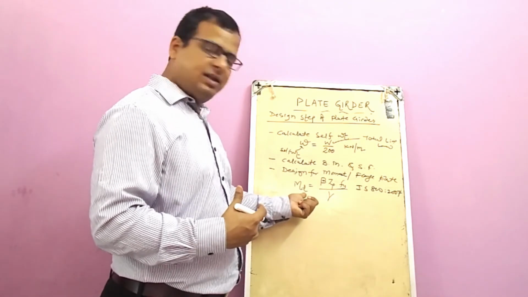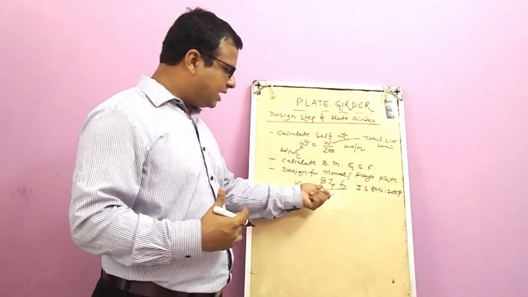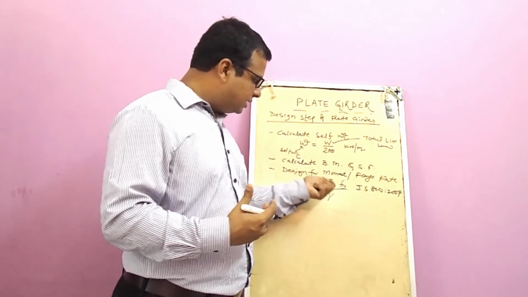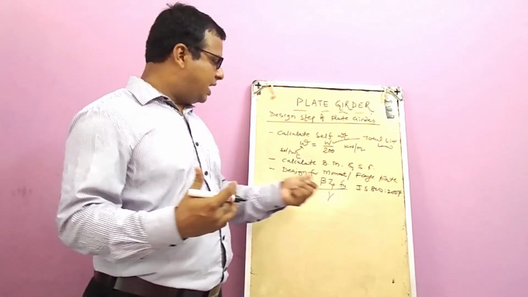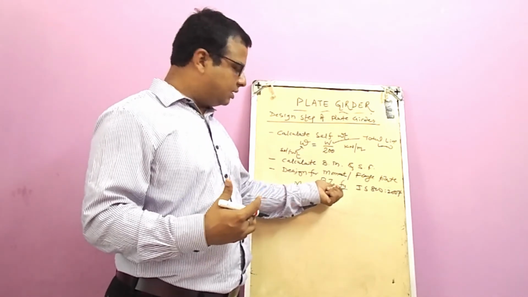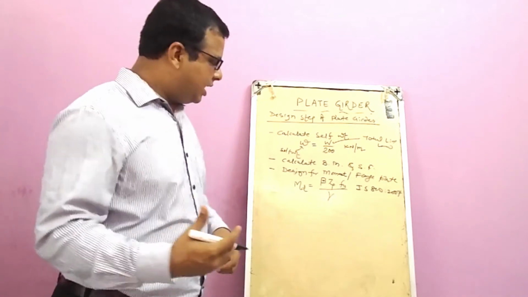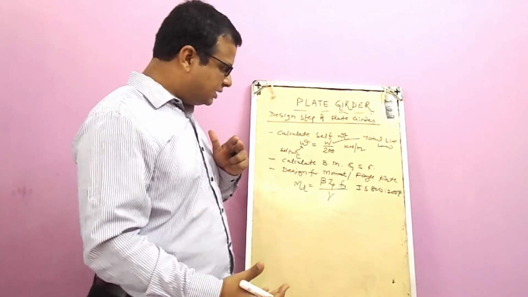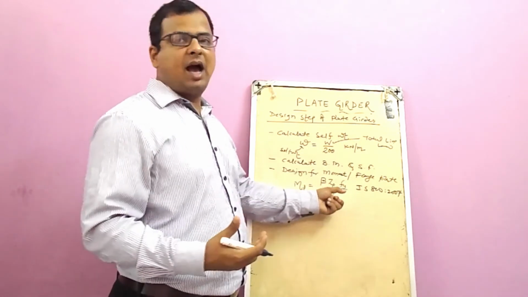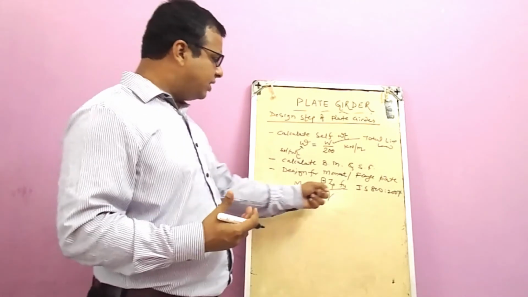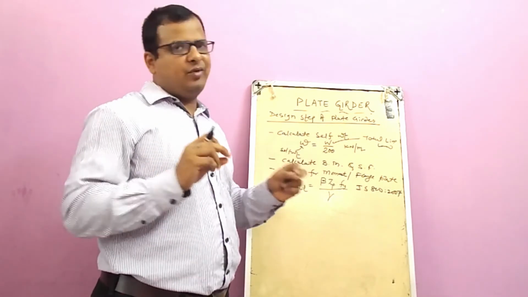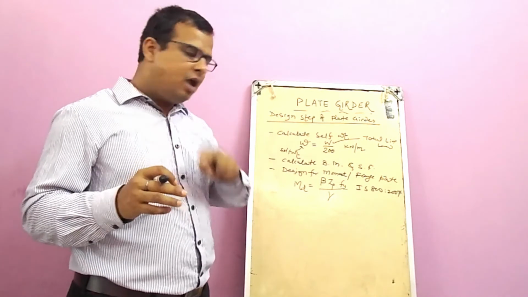We know that this is the design bending moment, and beta here we do not know, so hence we will take it as 1, and ZP is A into distance D, and Fy is generally taken as 250, and this gamma is 1.1. In this way we calculate the area of the flange plate, and then we will provide the flange plate at top and bottom.